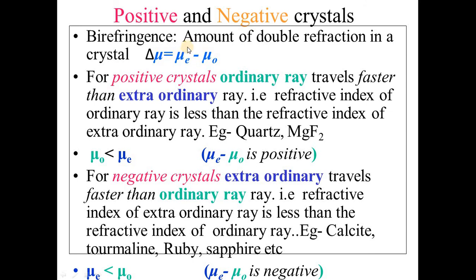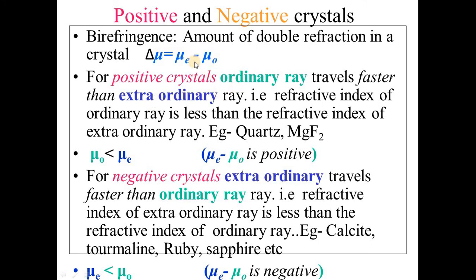And you have seen that for a calcite crystal, the refractive index of the ordinary ray is greater than that of the extraordinary ray. The classification goes this way. For a positive crystal, what happens? The ordinary ray travels faster than the extraordinary ray. The ordinary ray travels faster means the refractive index of the ordinary ray will be smaller, that is, mu is equal to c by v; v is large means mu will be small.